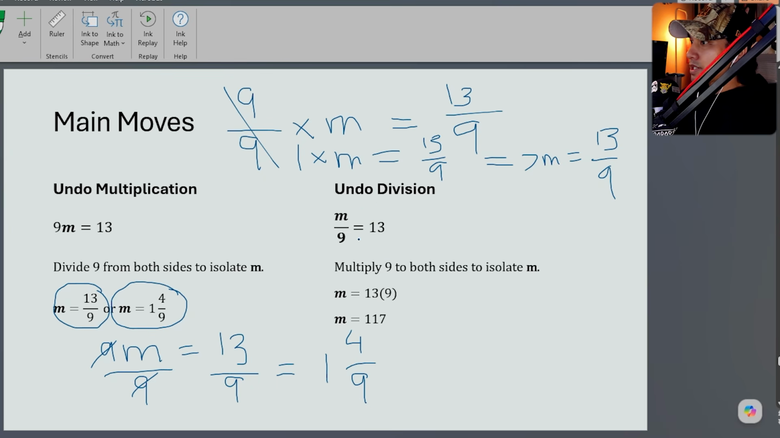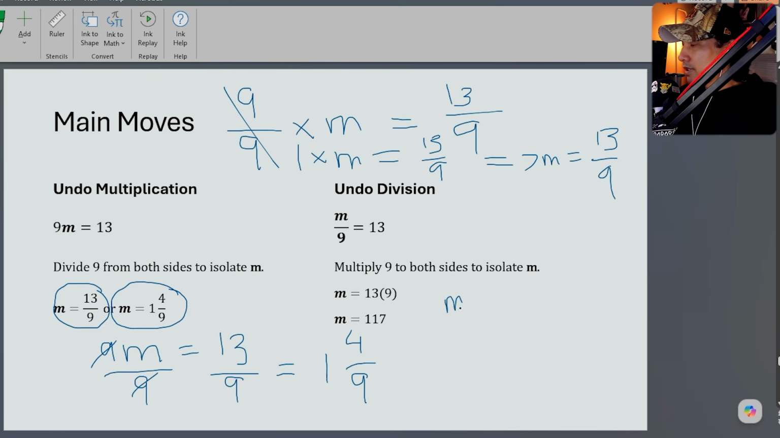And then undo division. What is the opposite of division? Well, the opposite of division is multiplication. So let's go try this out. I like doing multiplication when I have a division. I just like canceling out the fraction. I get super happy when that happens.